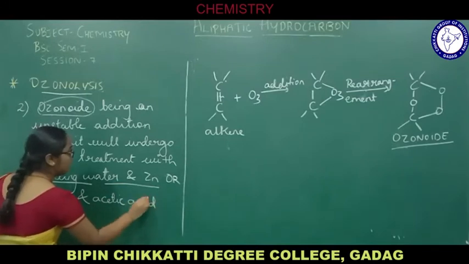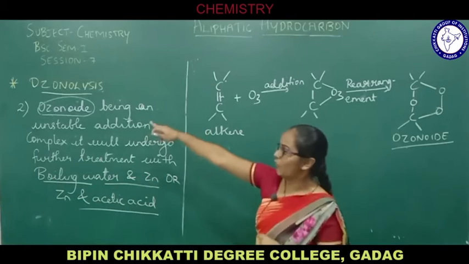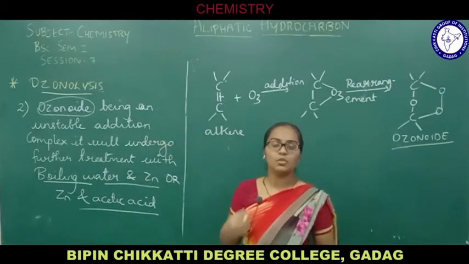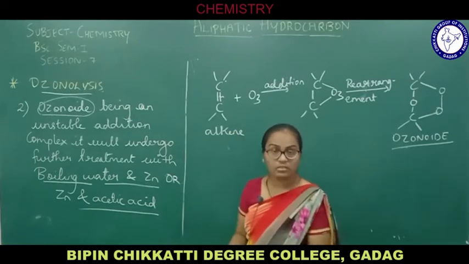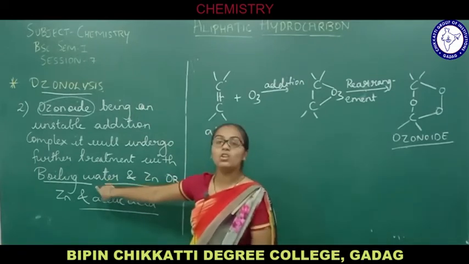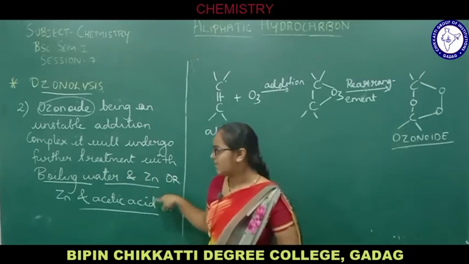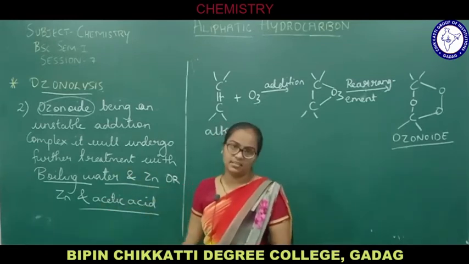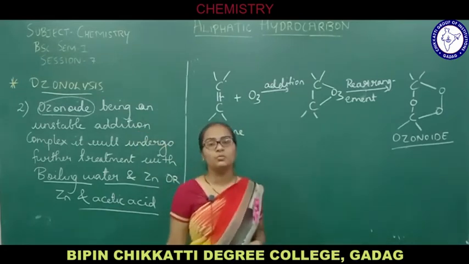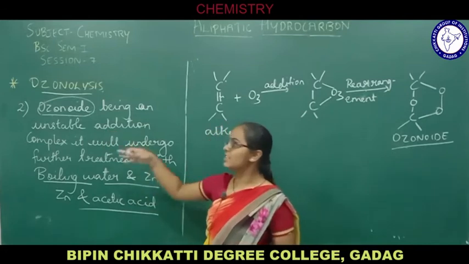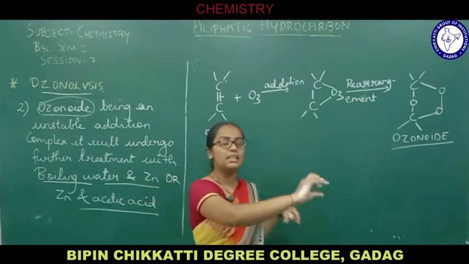Zinc and acetic acid. So what is happening over here? The ozonoid which has formed is quite an unstable molecule. So here it will further undergo a reaction with boiling water and zinc, or the other component, zinc and acetic acid. Whatever is written in the statement form, you just have to put properly in the reaction form. Understand this?